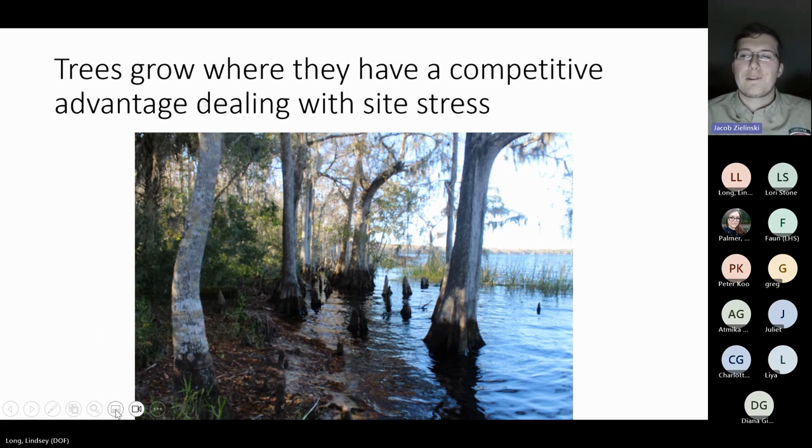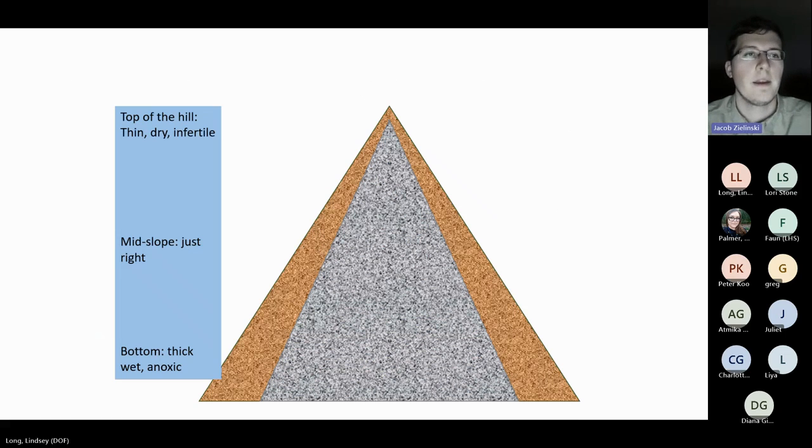All right, so trees grow where they have a competitive advantage dealing with stress. So in the cypress swamp, we're going to get a lot of bald cypress because those bald cypress have these little knees, as you see in there, where they can do that kind of gas exchange in the water. And a lot of the other trees are not going to be successful there because they don't have these special tissues to be doing the gas exchange underwater. And we'll go into the next slide because this will tie right in.